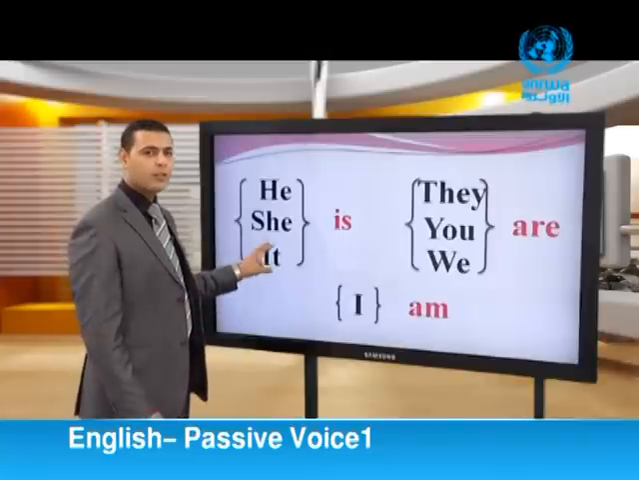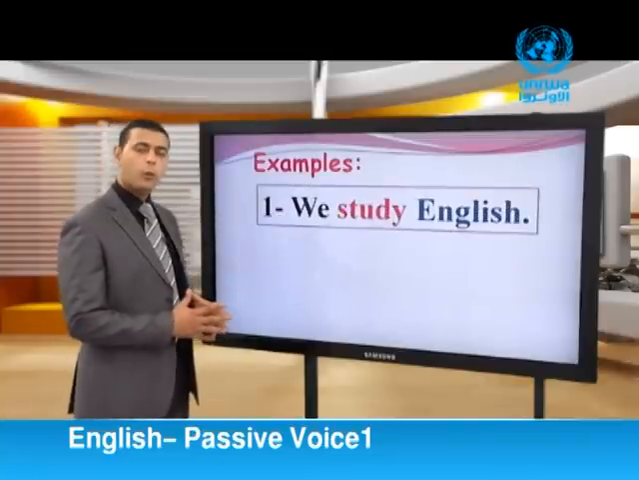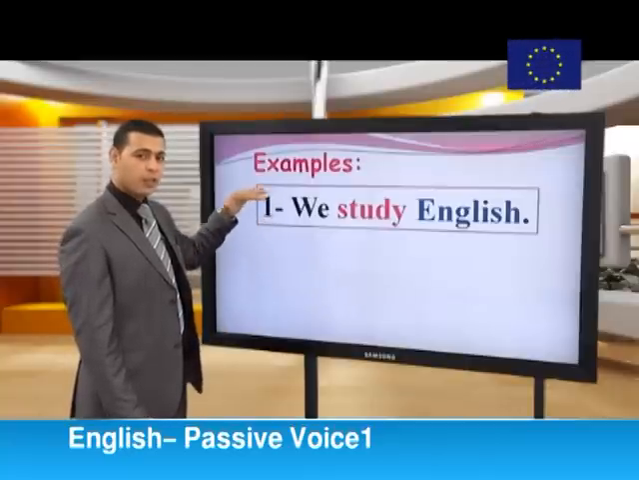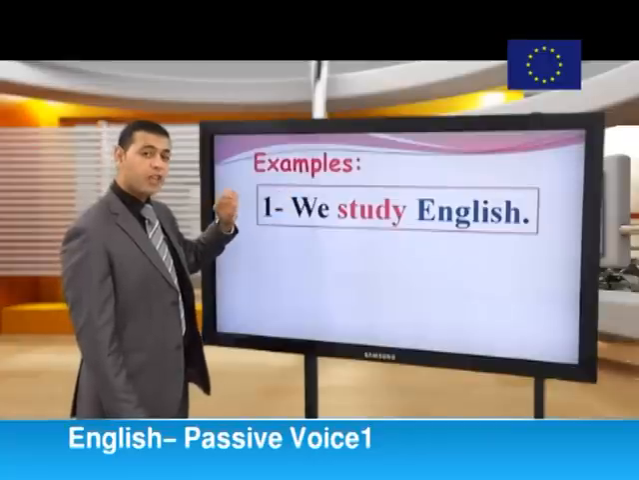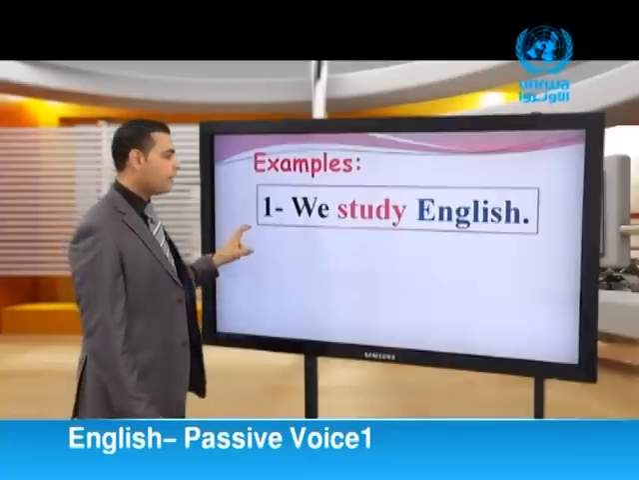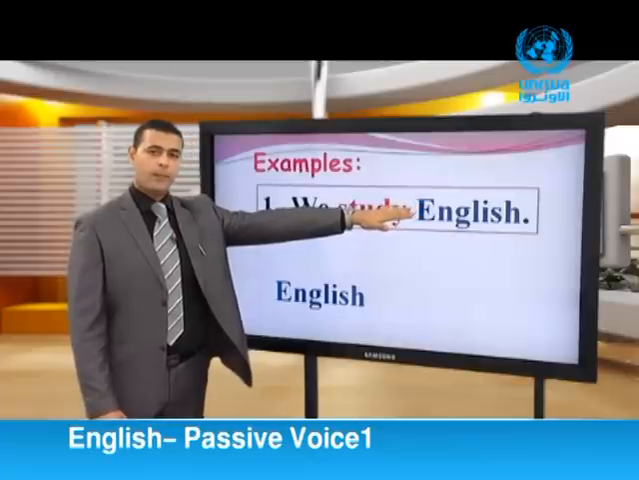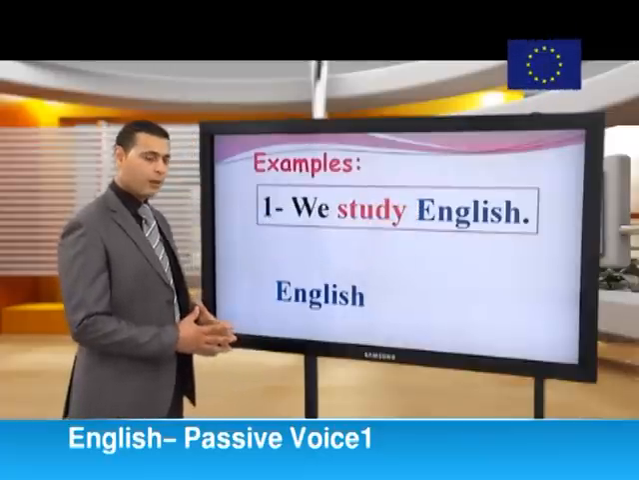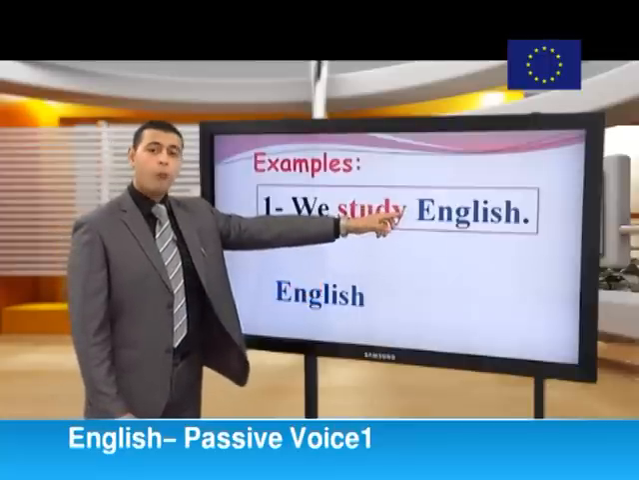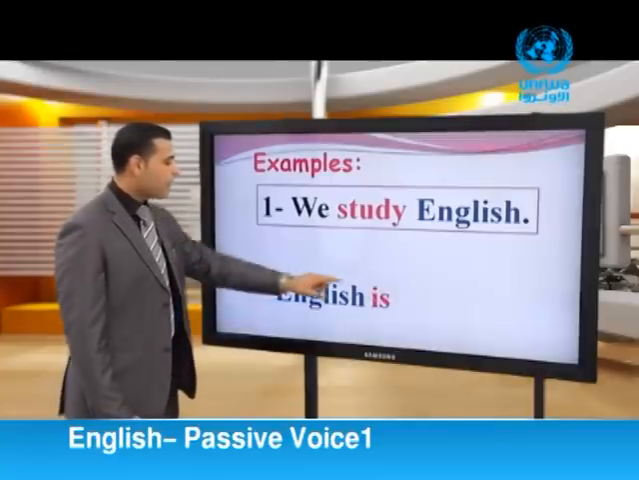Let's have some examples, dear students. Example number 1, we study English. This is an active sentence because the subject is present here. Let's change the sentence from active to passive. English is the object in the first sentence, as you see. To start the passive sentence, we started with the object, and the object has become the subject of the passive one. English, here we have, is.